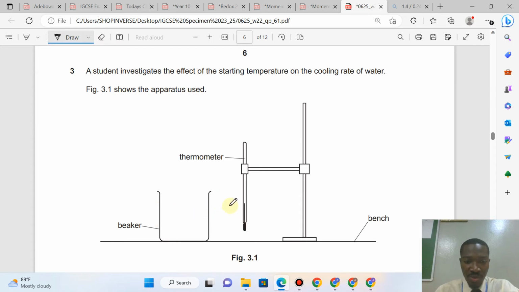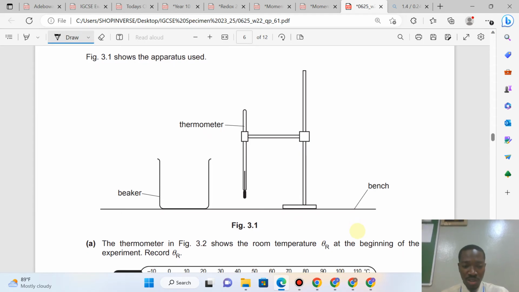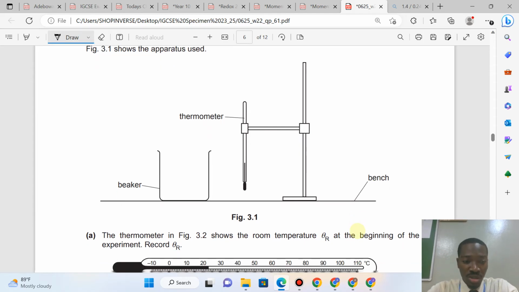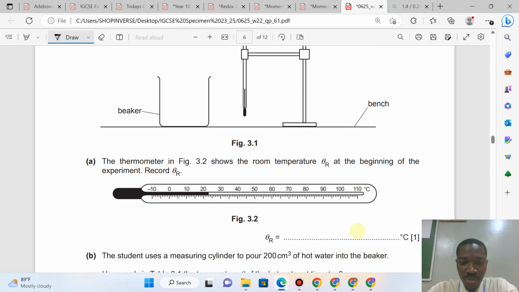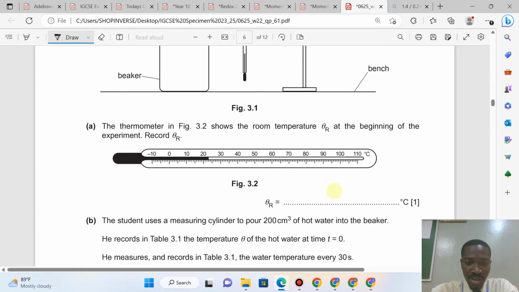We have the beaker, we have a thermometer, we have a retort stand and a clamp. Okay, this is the bench. So the experiment was carried out on a bench. Question A, the A part of the question, says the thermometer in figure 3.2 shows the room temperature, theta R, at the beginning of the experiment. Record theta R. So let us read the value we have here.